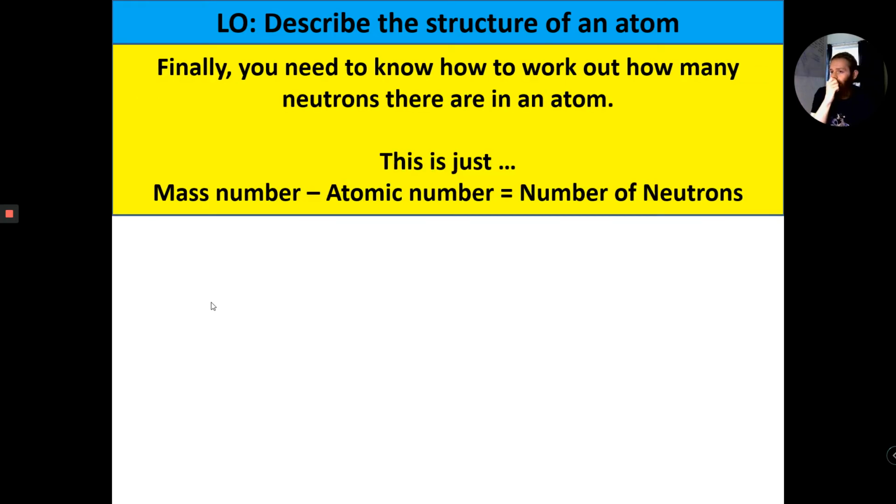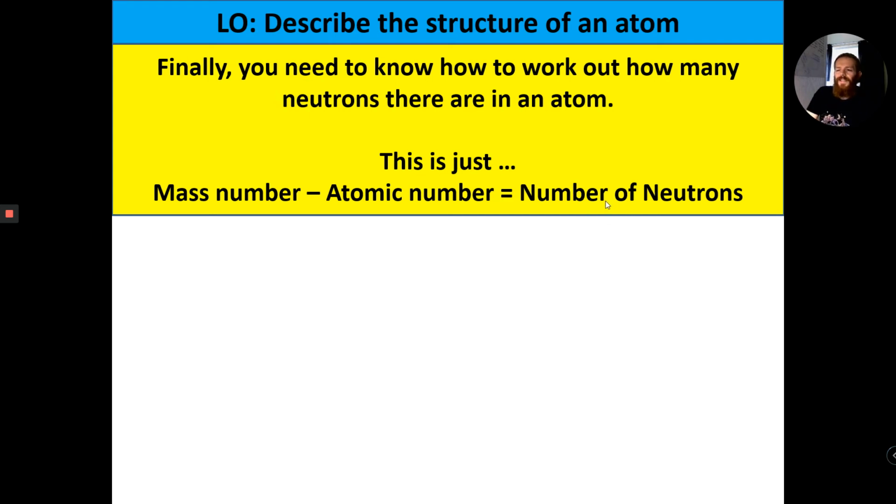Okay, so we've talked about the particles that make up atoms, and we've talked about how to figure out what the number of protons is. If you're given a couple of numbers, which one is the atomic number? You need to know how to work out how many neutrons there are in an atom as well, though. And to figure that out, this is what's known as the mass number minus the atomic number, and that will tell you the number of neutrons.